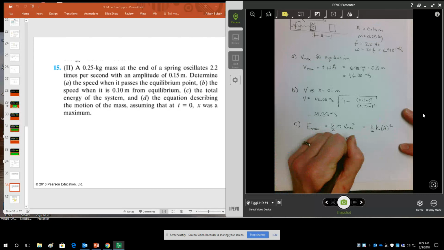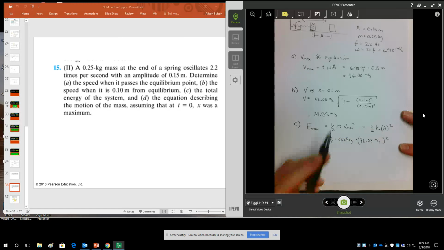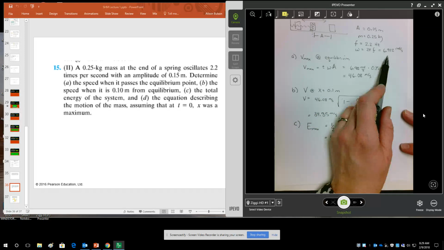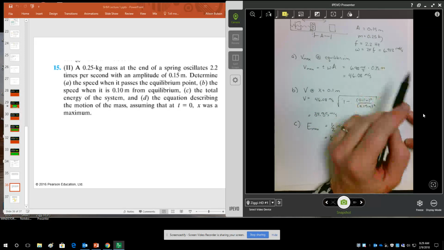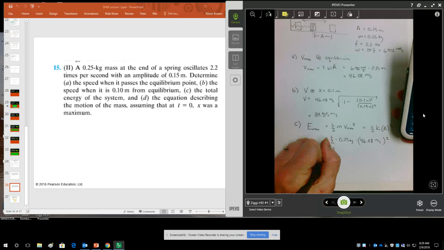0.25 kilograms times 46.08 meters per second, quantity squared. Of course, since we actually know mass and now omega, we could calculate the K value because we know omega is equal to the square root of K over M, but that seems unnecessary, unless someone makes me do it. So I'm dividing 0.25 by 2, and I'm multiplying by 46.08 squared. And I have a max kinetic energy, which equals the maximum energy in total of 265.4208. So let's call it 265 joules.